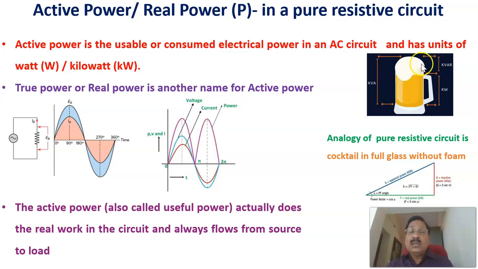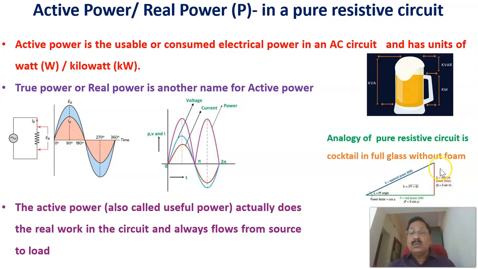In that case, there is no reactive power as such. There is full real power or active power that represents the apparent power. Therefore, the reactive power is equal to 0. Therefore, in a pure resistive circuit, the reactive component will be 0.